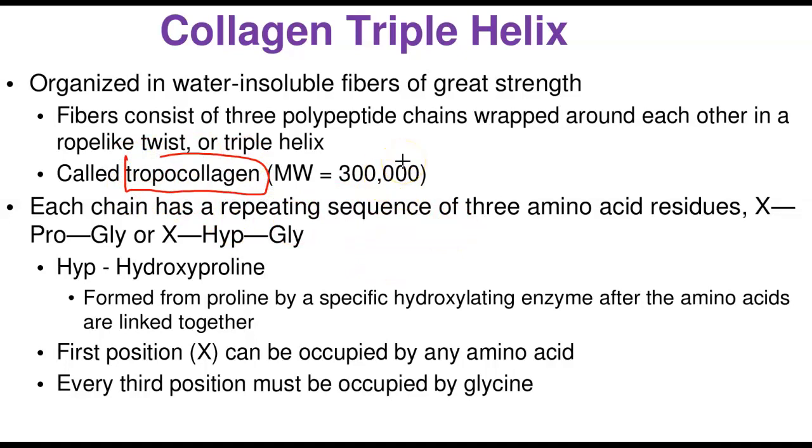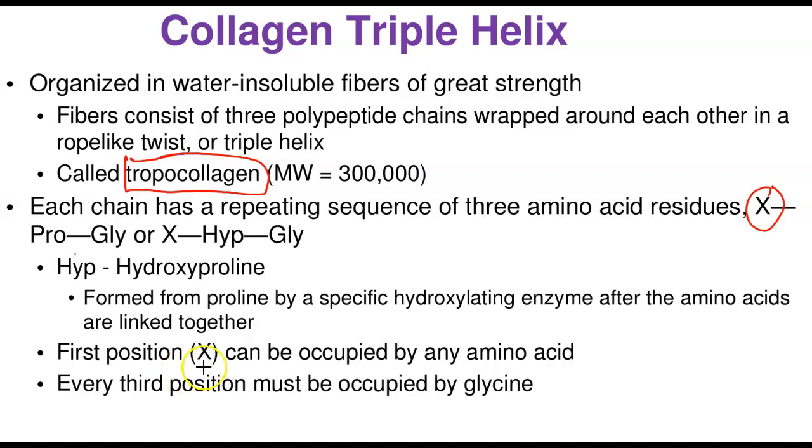Now each of these chains is a repeated sequence of three amino acids, Gly-X-Y. X can be any amino acid, but it is often proline. If it's not proline, it can be hydroxyproline. Hydroxyproline is produced from proline in what we call post-translational modification. Just adding an OH group to a proline makes it a hydroxyproline. So it's usually formed after the proline is made in protein synthesis.